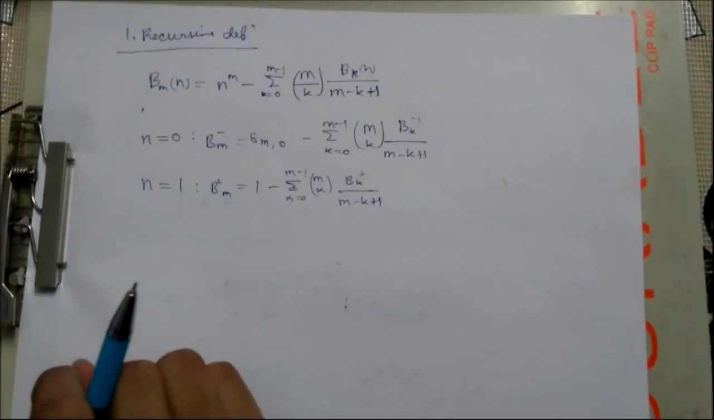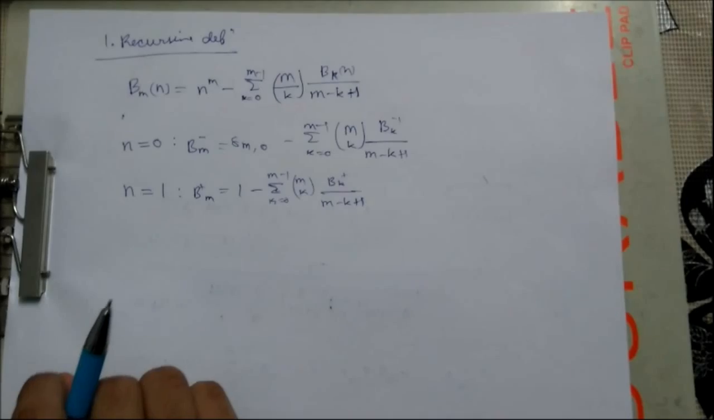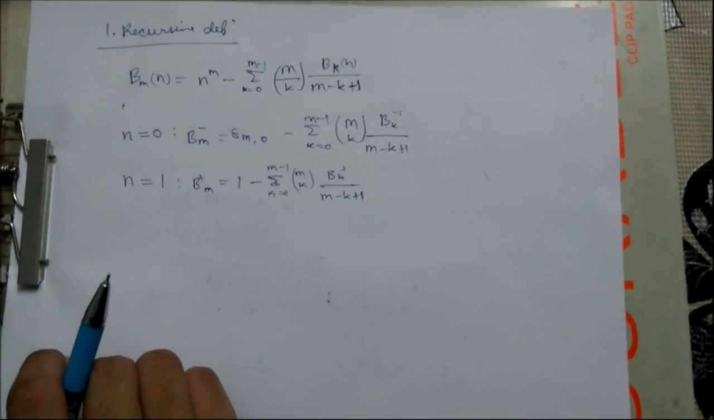That brings us to the derivation of Bernoulli numbers. There are mainly three ways in which Bernoulli numbers are derived. First is using a generating function, second is using an explicit formula, and third is using a recursive definition. So now we will discuss all of them one by one. So now we will discuss the recursive definition of Bernoulli numbers.